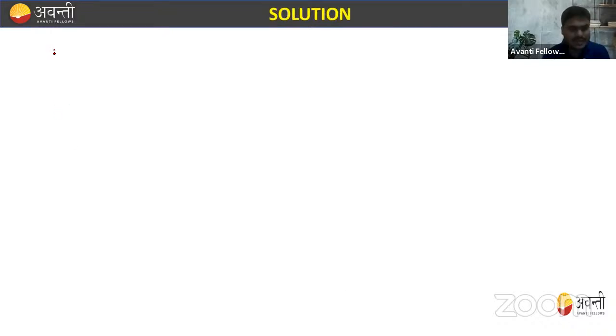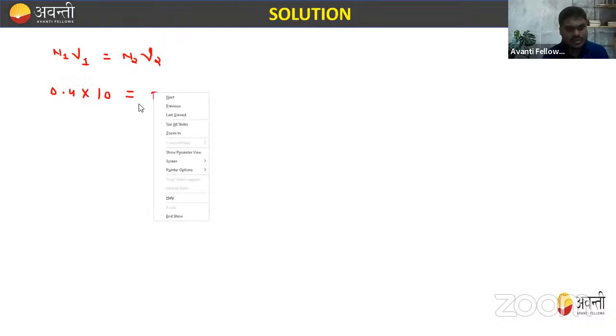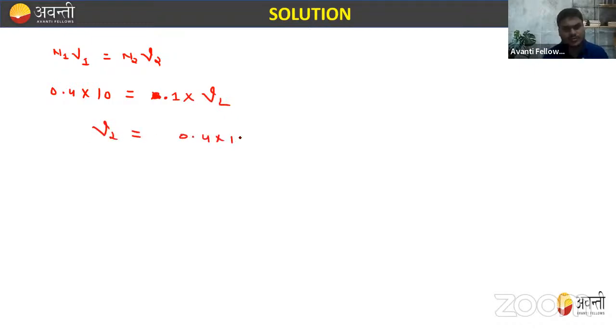From the normality equation, that is N1 V1 is equal to N2 V2, right? So what is N1? That is 0.4. What is V1? That is 10. What is N2? This is also given, 0.1. And what you need to calculate is V2. On solving, V2 comes out to be 0.4 into 10 divided by 0.1.